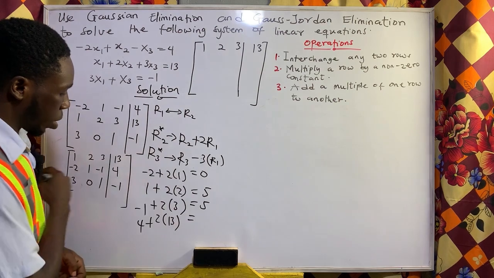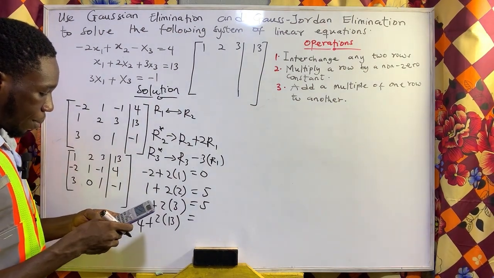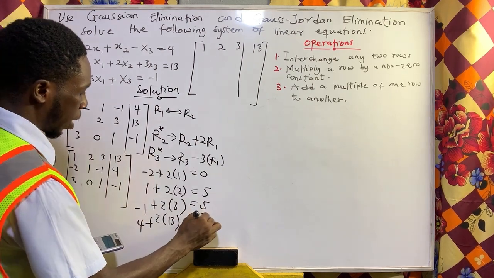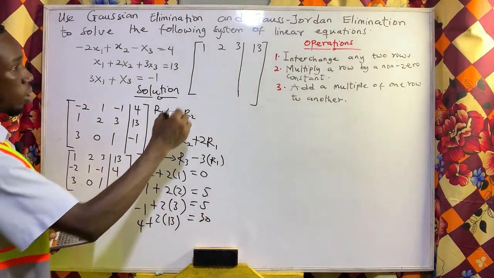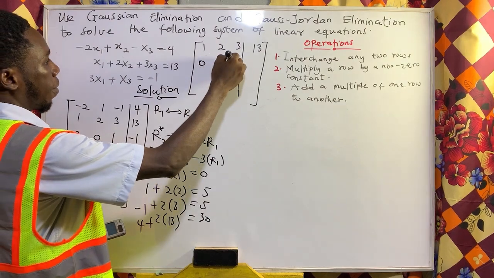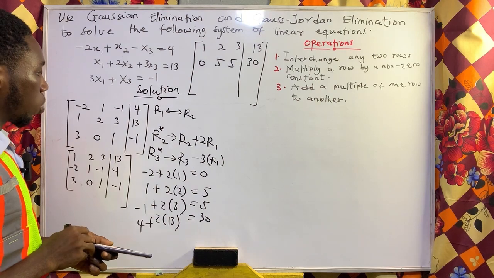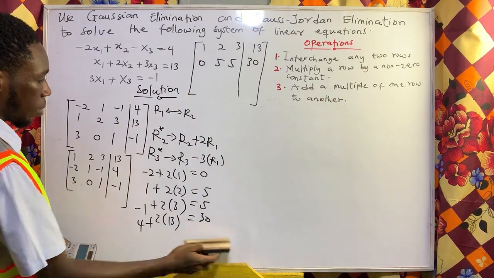Okay, let's see what we're going to get. So 4 plus 2 times 13 gives us a value of 30. So these are our new values for row 2. So we're going to have 0, 5, 5, 30. Okay. So now let's do the same for row 3.